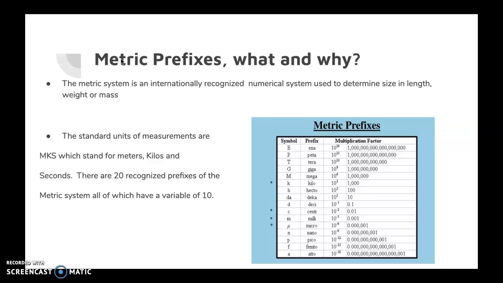The metric system is an internationally recognized numerical system used to determine size and length, weight, or mass. It's a decimal system that helps you track the size and scale of things used in that system. The standard units of measurement are MKS, which stands for meters, kilos, and seconds. There are 20 recognized prefixes of the metric system, all of which have a variable of 10, which you'll see in the chart on your right.